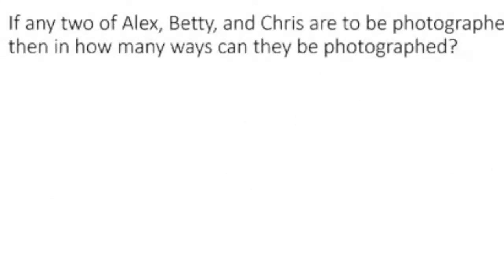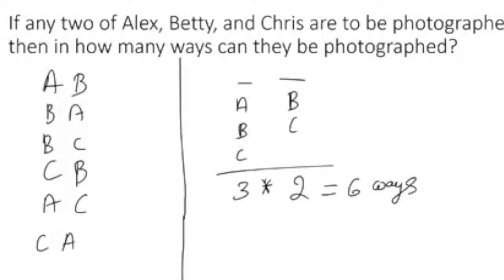So if Alex, Betty and Chris are to be photographed, how many ways can they be photographed? Guys, I am leaving it to you. Try this model. Press the pause button, stop and do this. I am expecting answers from you. Guys, the methodology is simple here. For the first position, I can select any of the 3 people here. So 3 ways. Next place 2 ways. So 3 into 2 into 1, 6 ways.